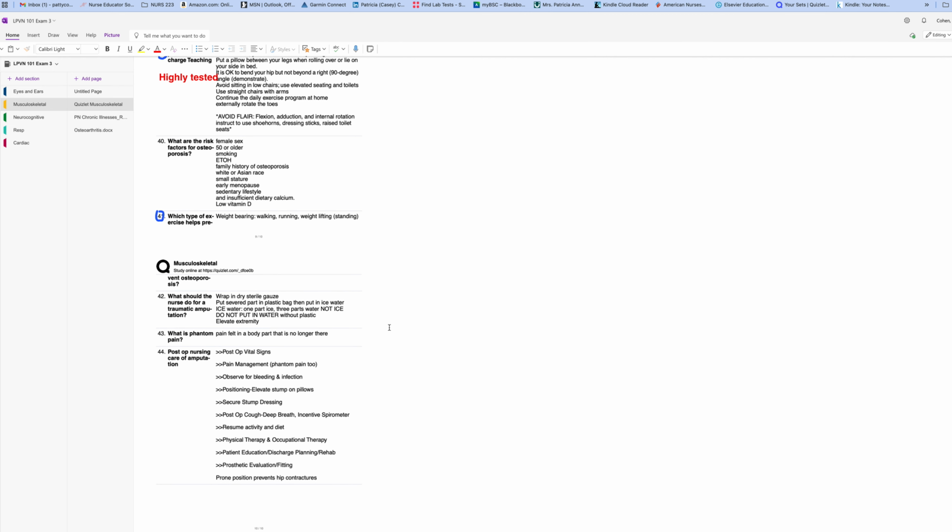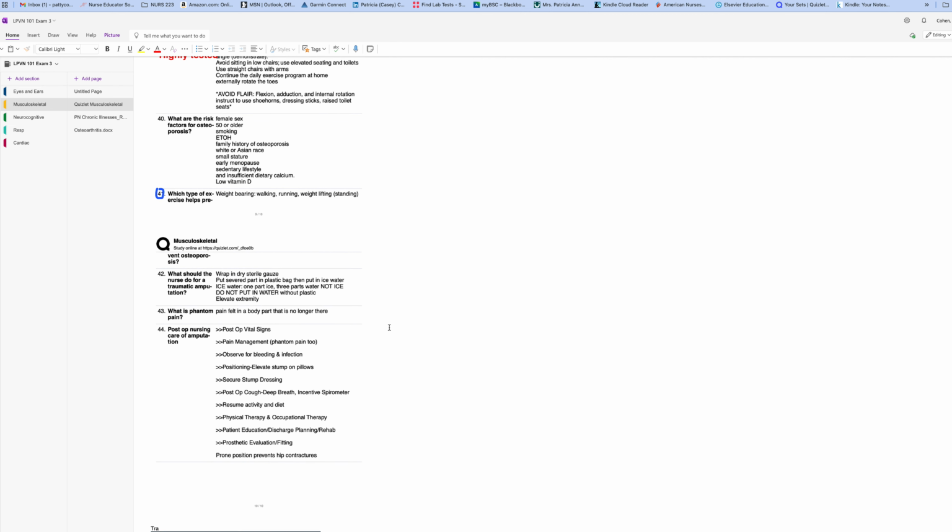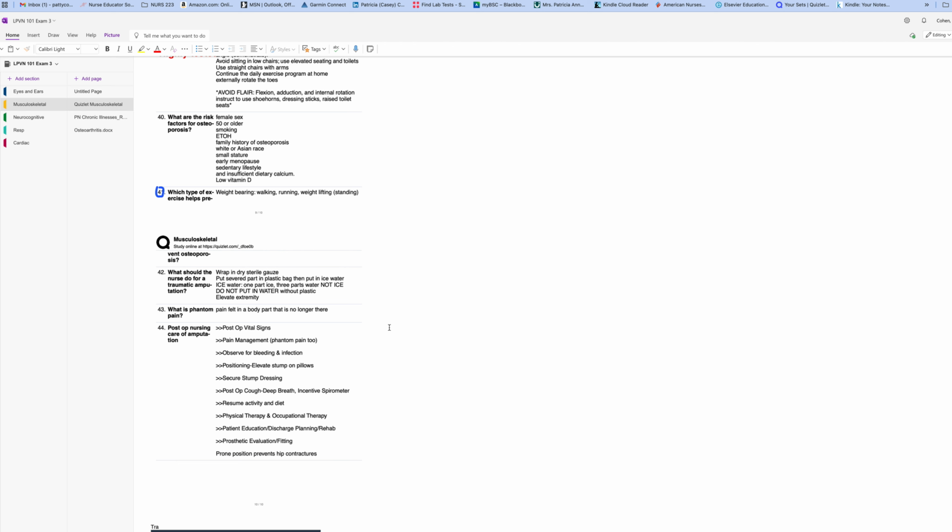What should the nurse do for a traumatic amputation? Wrap it. So say somebody cuts their finger off. Wrap it in sterile gauze, put it in a plastic bag, and then in ice water. Do not put it directly into water without the plastic. And phantom pain is the thing, so patients do need to be medicated for that.